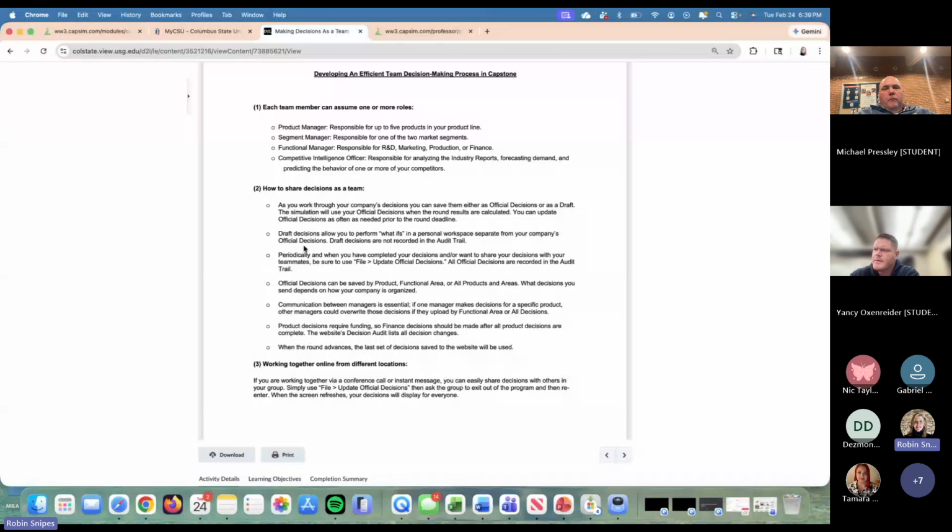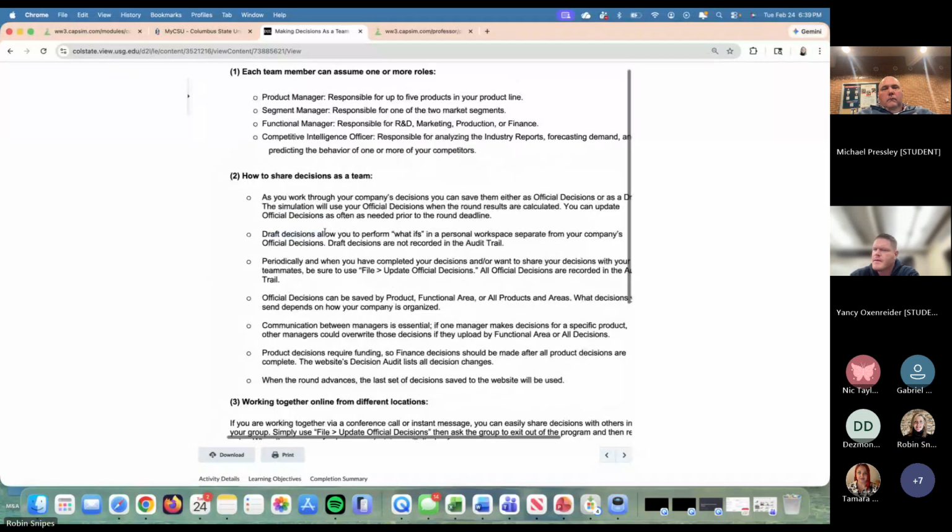Once we get the advanced marketing menu, that'll be 6 different decision menus. On each one of the decision menus, have each person do their homework. In other words, make their own decisions, and then save these as a draft. All right, not official. And I'll show you how to do that in just a minute. But you're going to save them as a draft. And then when you meet, you can compare each other's forecasts.